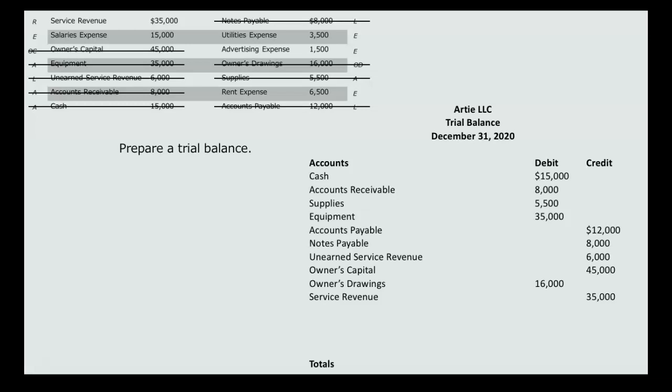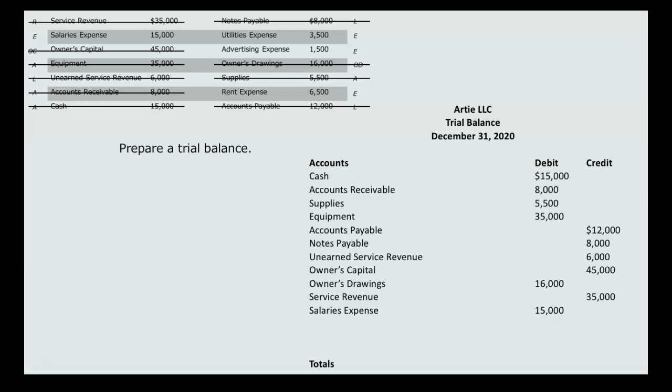And now we're just left with our four different expense accounts. So we're going to list those expenses in order from greatest to least, just like we would on an income statement. All right, so the salaries expense is $15,000, and that's over on the debit side. Because again, assets, drawings, and expenses are all normal debit balances. So salaries expense is $15,000.